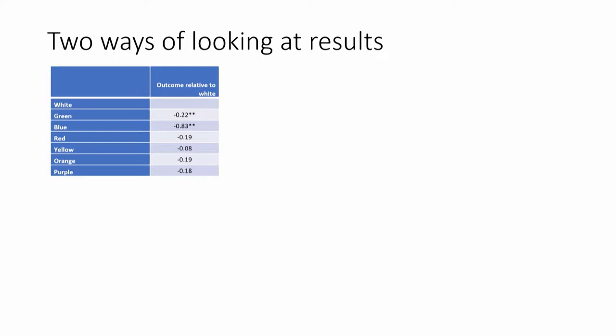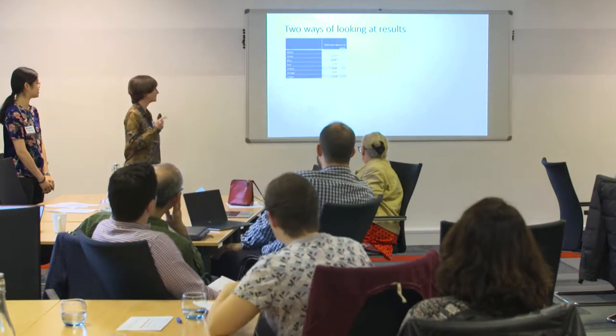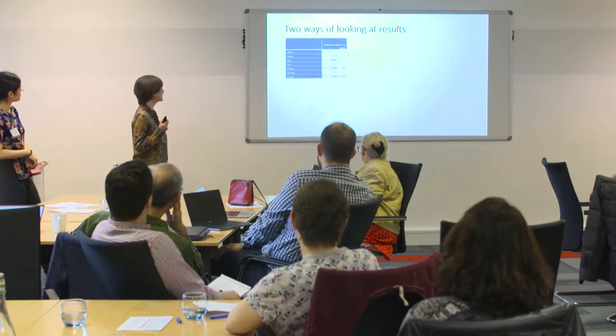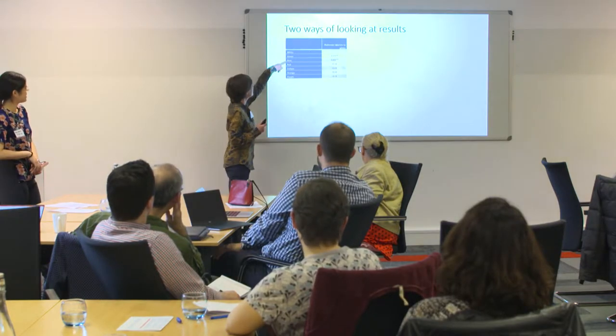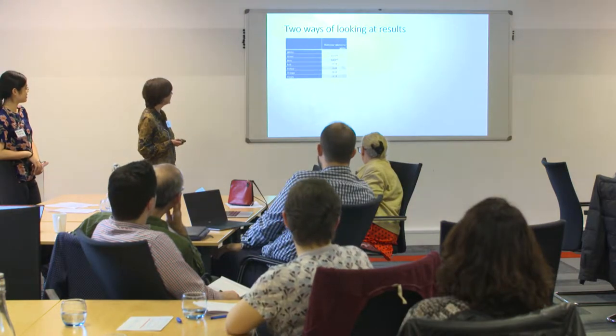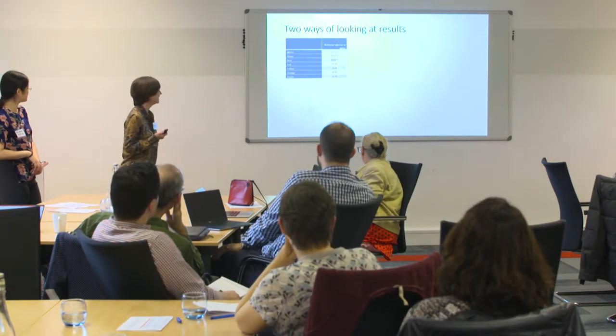So here's an example of a particular study. This is from real data, and it was trying to understand whether there was a significant difference in outcomes between disadvantaged groups that are labelled here with different colours compared to a baseline group. And those are the numbers that come out of a regression. There were quite a lot of controls in the regression.